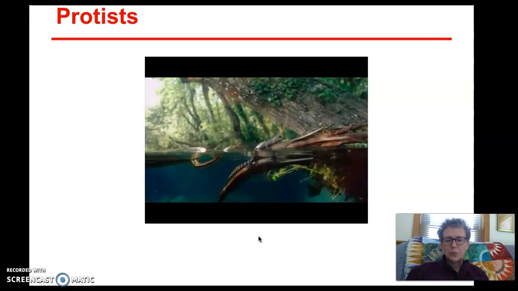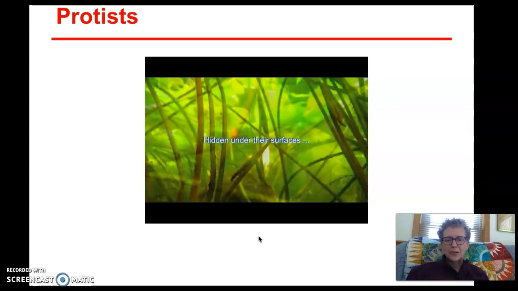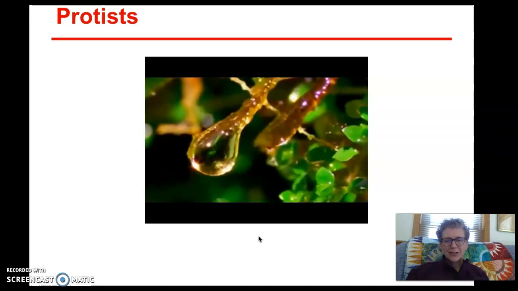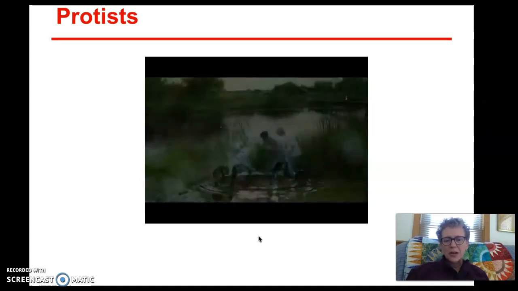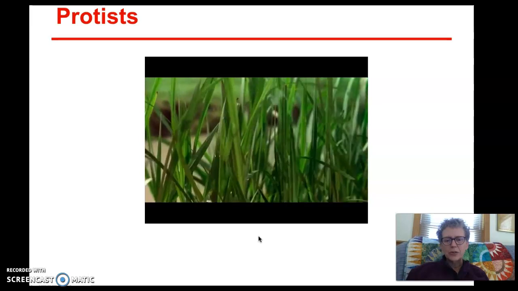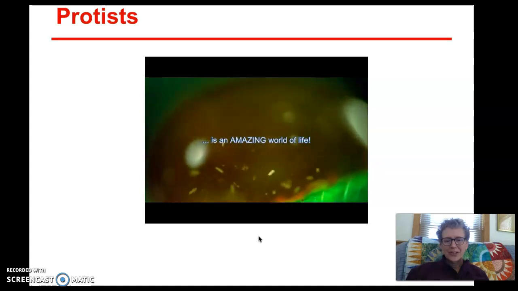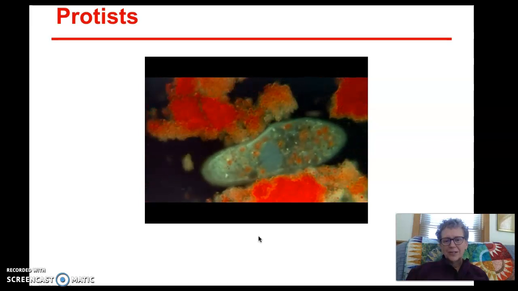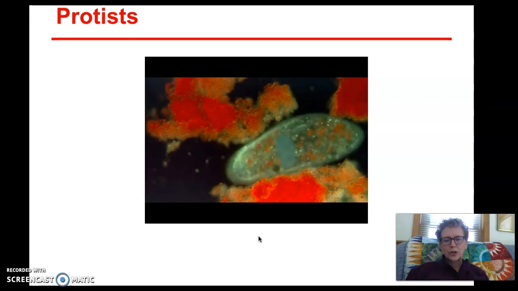Deeper and deeper into the water, hidden under the surface. Not the fish. In that tiny drop of water are these little microscopic guys called, not those guys, they're humans, called protists. And that's what they look like. They're super cool. I just love protists.